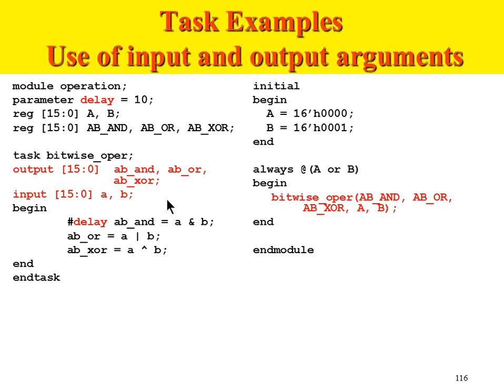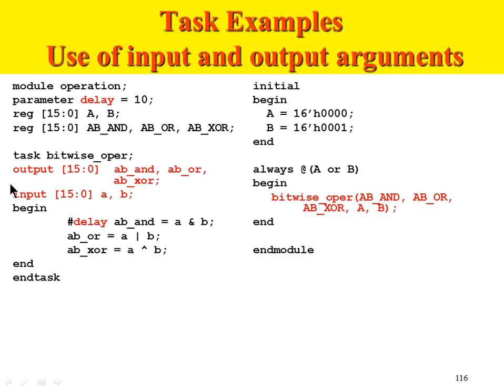Now this is an example of a task, how a task is used. This is a module called operation. We don't have any input output ports at a module level. There is a parameter called delay, which has value 10. Then there are two registers, capital A and capital B, each of them 16 bits. Then I have three registers, capital AB_AND, AB_OR and AB_XOR. Each of them is 16 bits.